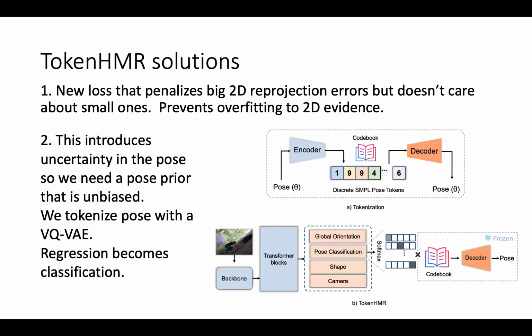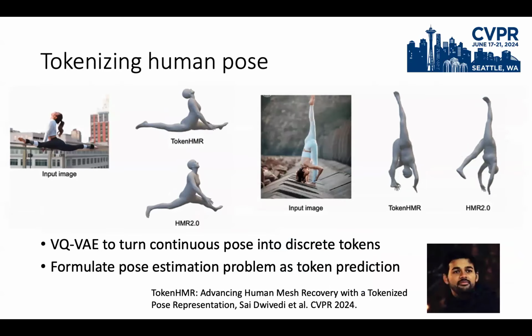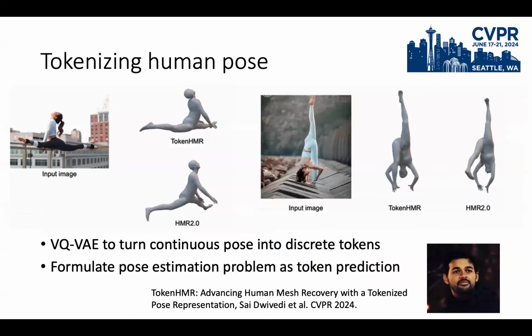And then we change the problem of regression into one of classification, basically predicting the tokens. And this actually works out pretty well. It turns the problem from continuous pose estimation or regression into classifying these tokens.